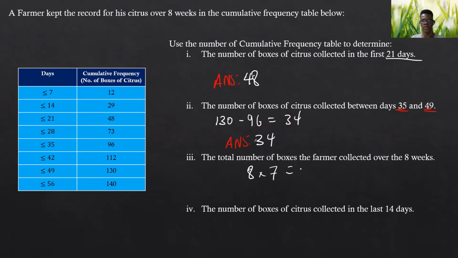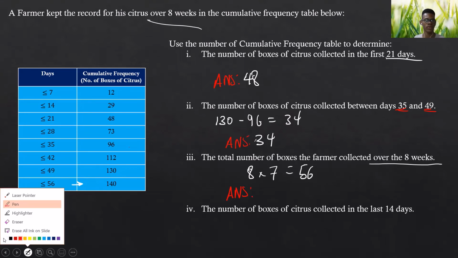7 days make a week, 7 times 8 is 56. And what is the cumulative frequency at 56? 140. Right? You can do it that way, or you could have figured out that you're asking for over 8 weeks, and all we have is data for over 8 weeks. So the final cumulative frequency will be for over 8 weeks, which is 140. And either way, the reason is solid, and our answer is 140.